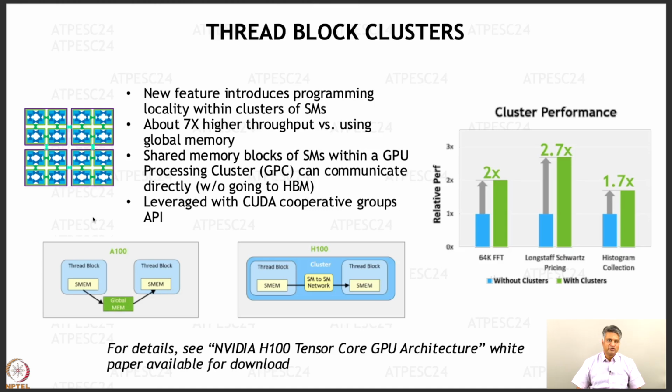So thread block clusters is a new feature which has been introduced for programming locality in clusters of symmetric multiprocessors. The advantage of this is that you're going to get 7x times the throughput compared to using global memory. The shared memory blocks of the symmetric multiprocessors are within a GPU. This allows the processing cluster to communicate directly without going to the HBM. The leveraged CUDA cooperative groups are available through an API.